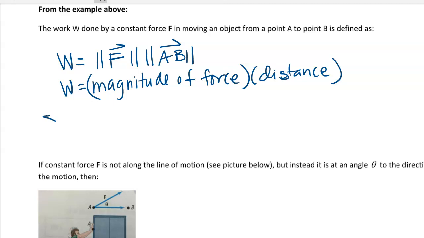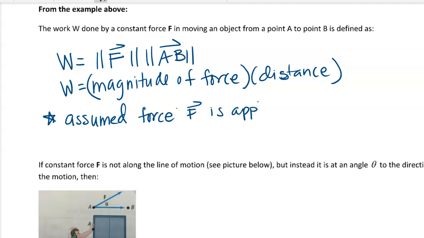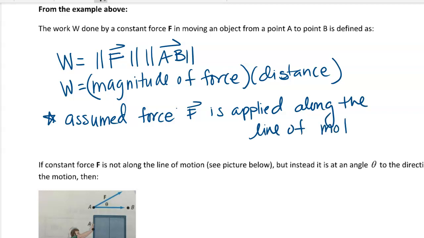Newton? Yeah, totally. So this formula assumes that the force, which is F, is applied along the line of motion. But what do I mean by that? What's along the line of motion? What do we mean by that? That's parallel to?